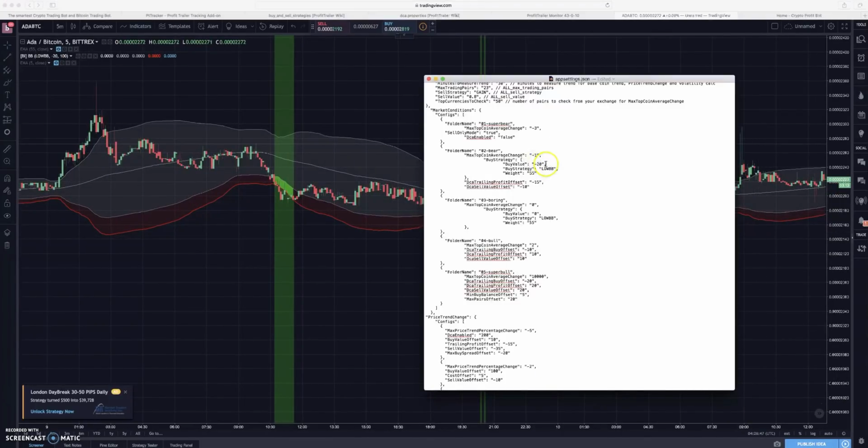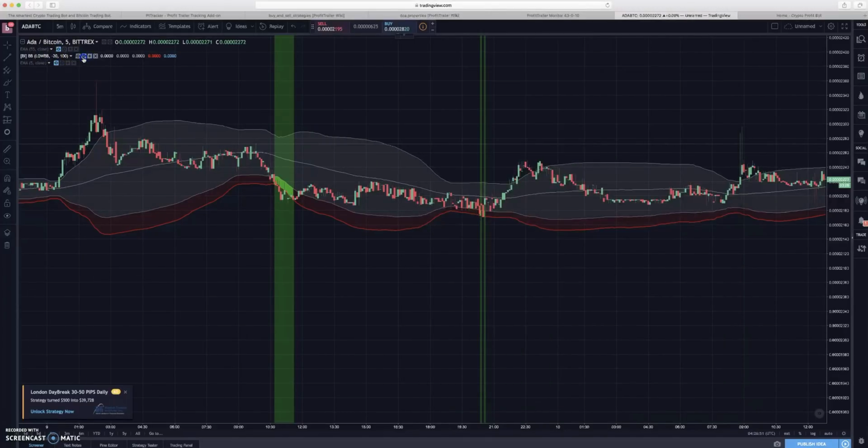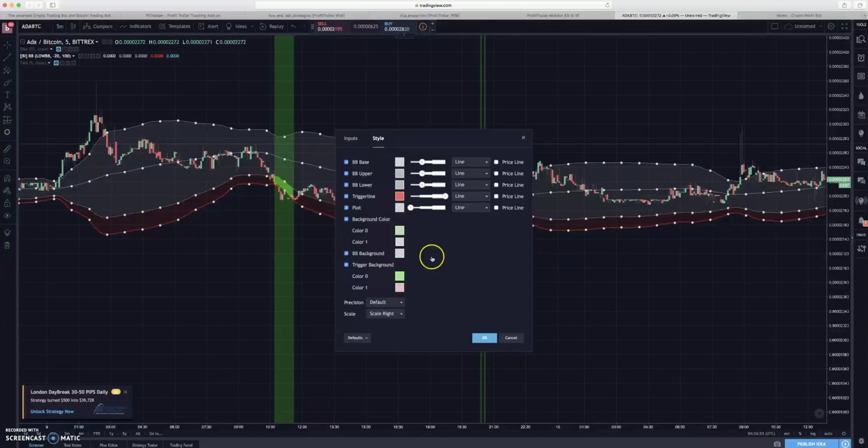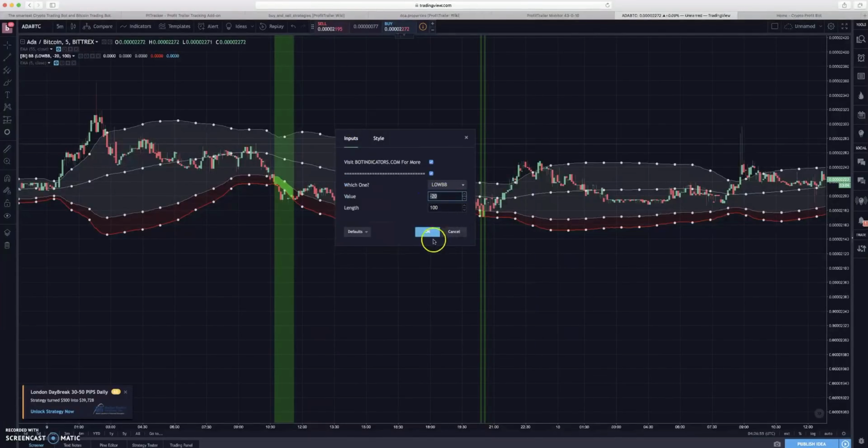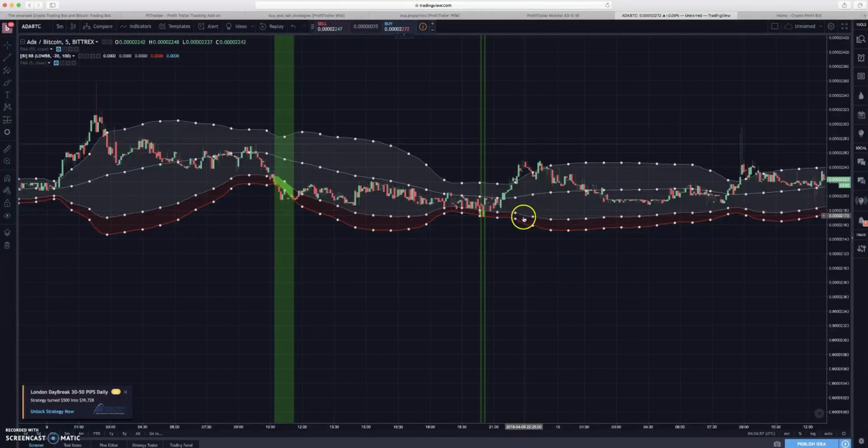Basically, the buy value is at negative 20. And as you can see, you can go in here and you can adjust. Basically, this negative 20 is 20% below the low BB line. And that's where it would look to start buying. So anytime the price gets into that region, it looks to buy.